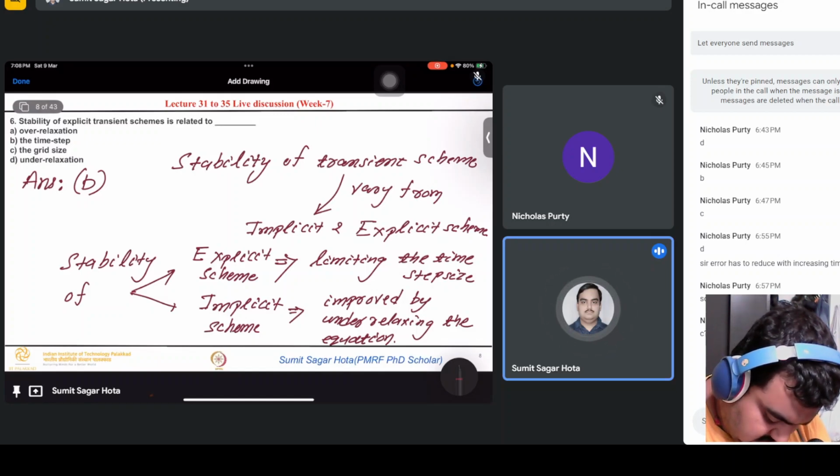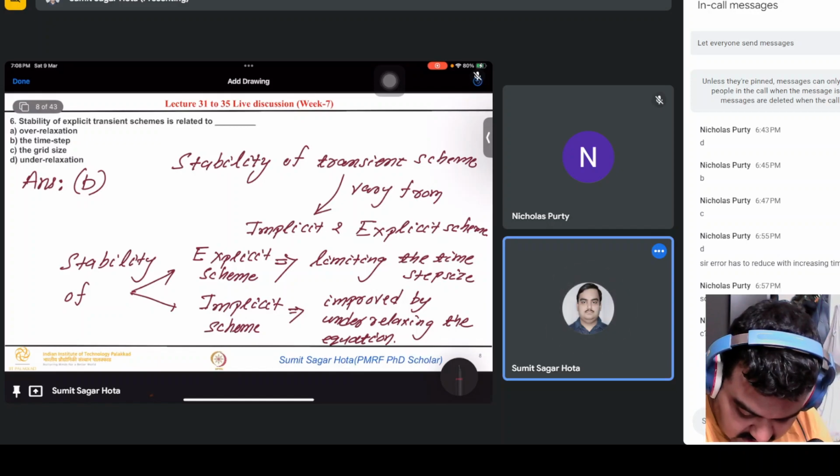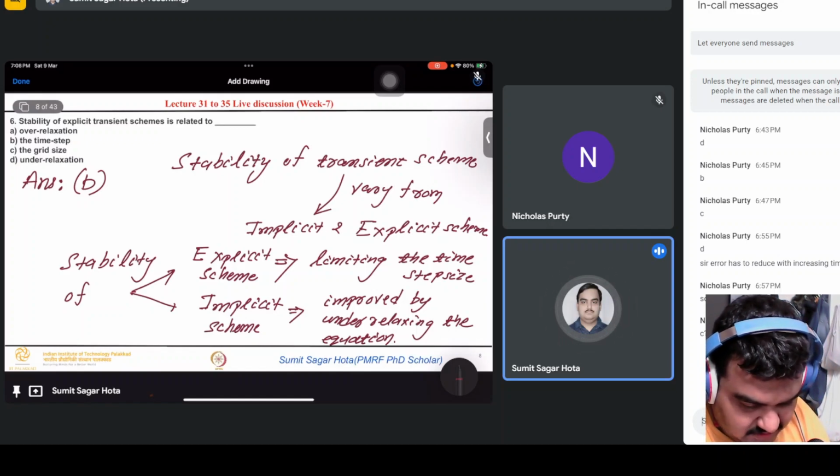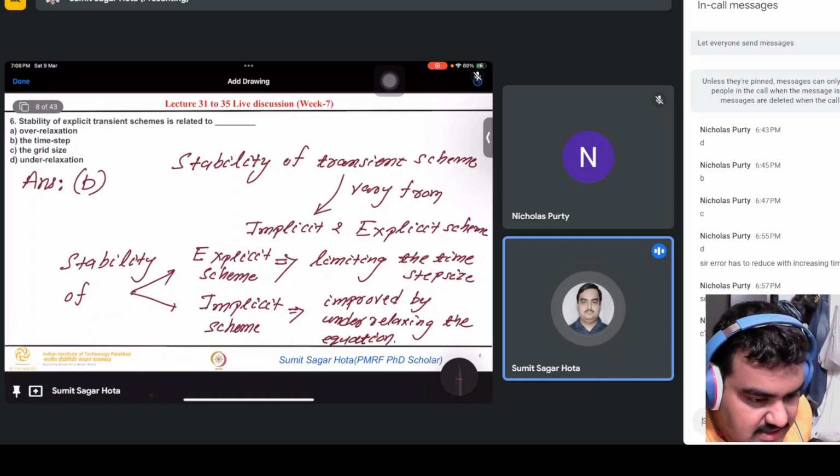Okay, whatever the over relaxation is there, under relaxation is there, grid size is there. For the transient scheme, transient explicit scheme, transient means obviously time related one. So explicit and implicit means what? There are two types of scheme available. One is explicit scheme and the implicit scheme. Implicit scheme can be solved using what? Iterations. Okay. Explicit one, given equation is there, you have to solve that only, the governing one.